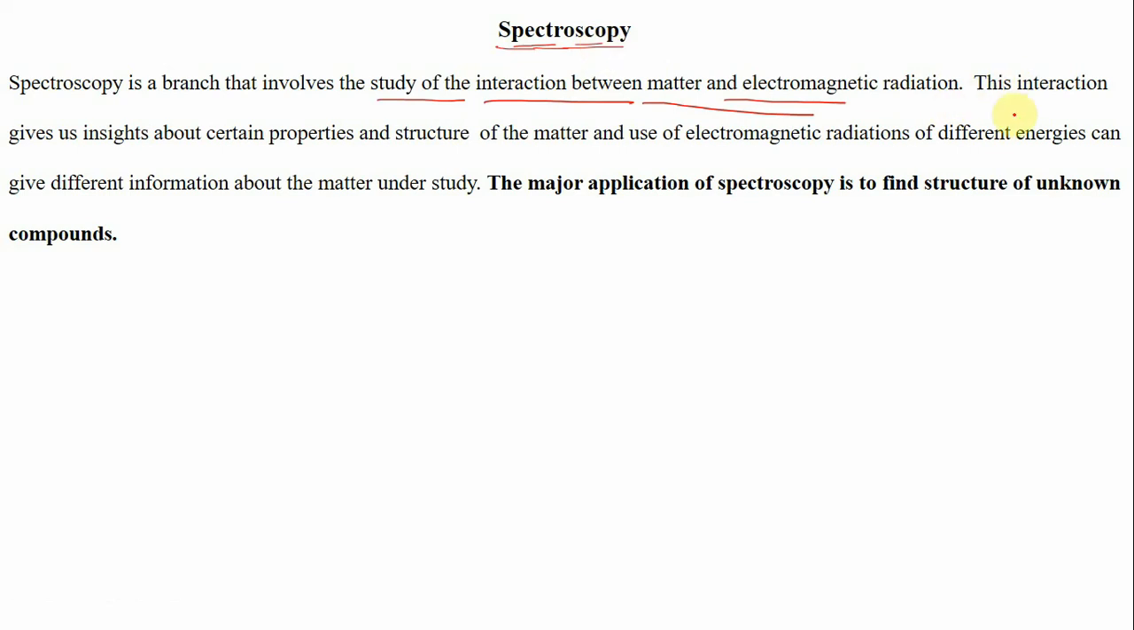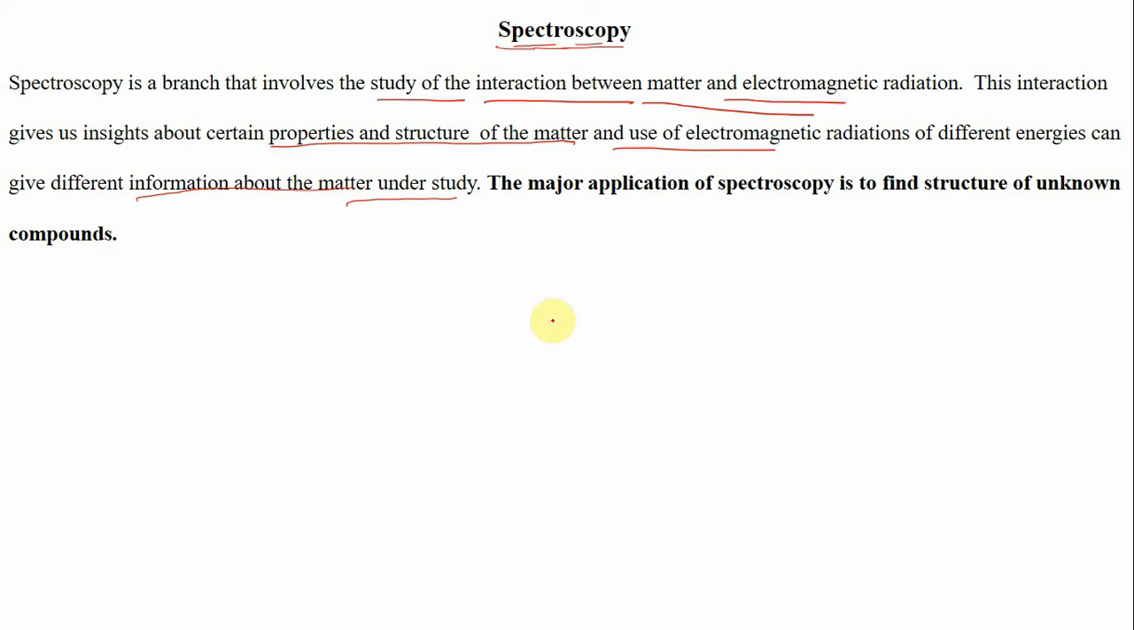Now this interaction of electromagnetic radiations with matter gives an idea about many properties and the structure of the matter. And different electromagnetic radiations can give different information about the matter which is under study. So basically, spectroscopy is a study of interaction of electromagnetic radiations with matter.